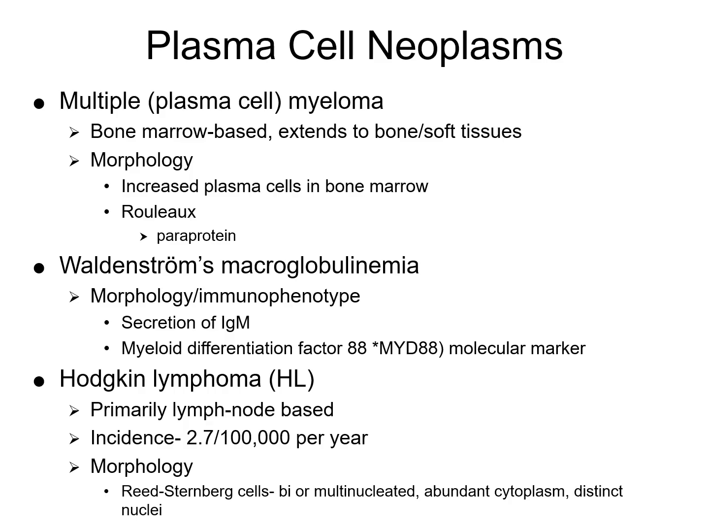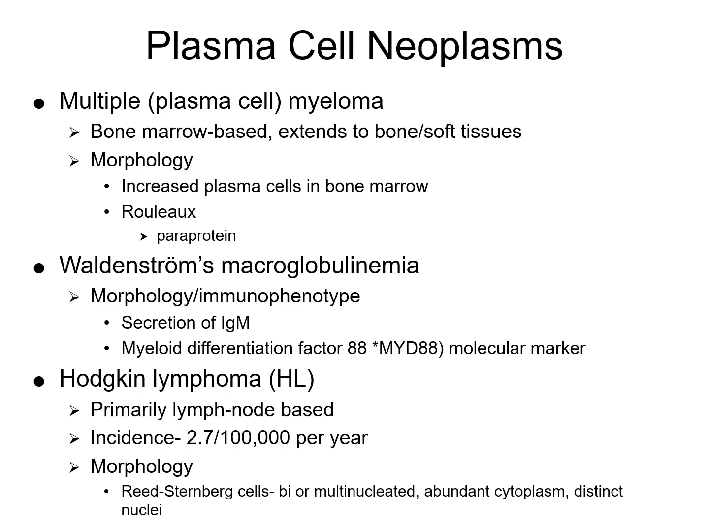Waldenström's macroglobulinemia. So morphology: this is a lymphoplasmacytic lymphoma, and it's characterized by a secretion of IgM monoclonal protein. These cells often have features intermediate between lymphocytes and plasma cells. The molecular marker for this: the presence of mutations in the MYD88 gene is useful for diagnosis and prognosis.